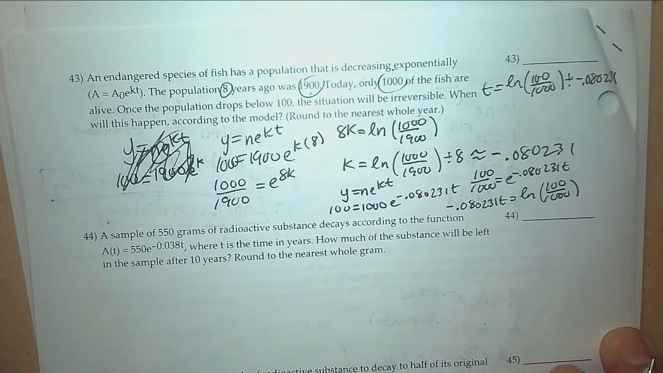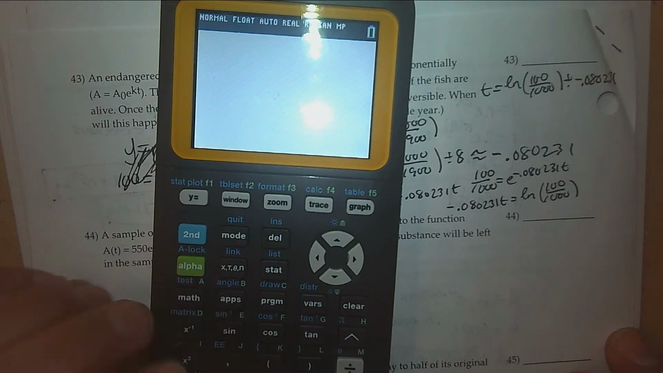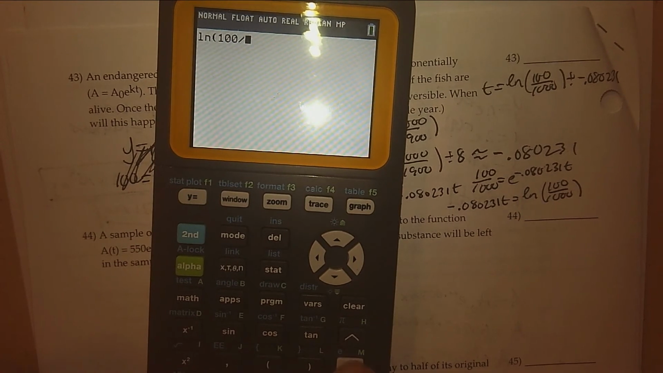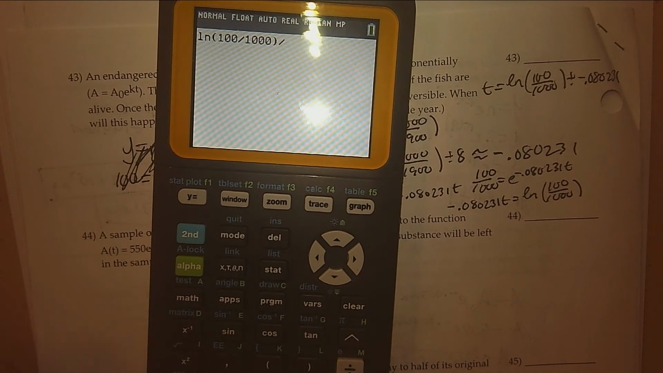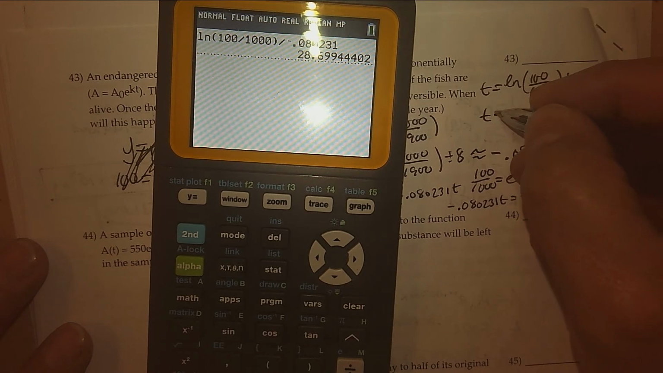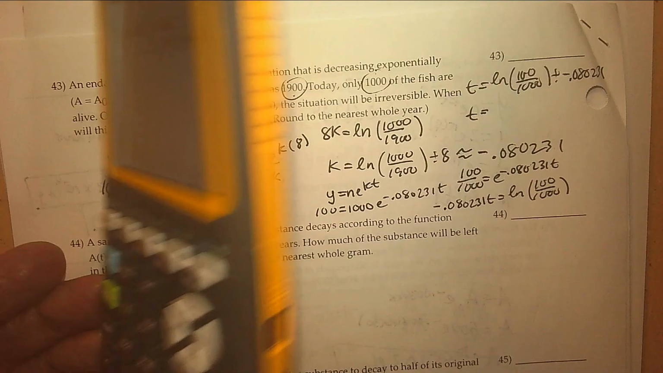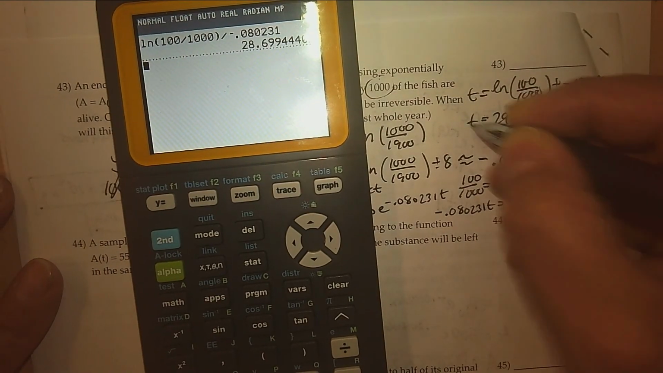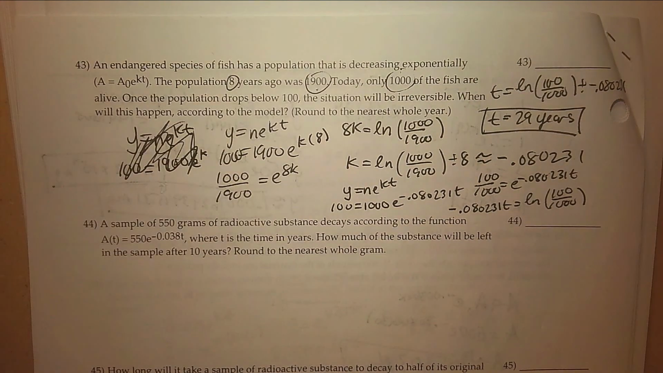All right, let me put that in the calculator. So 100 divided by 1,000, and then that answer divided by negative 0.080231. So in how many years will it be irreversible? It says round to the nearest whole year, so in about 29 years. So in about 29 years, that fish will go extinct, declining at that rate.